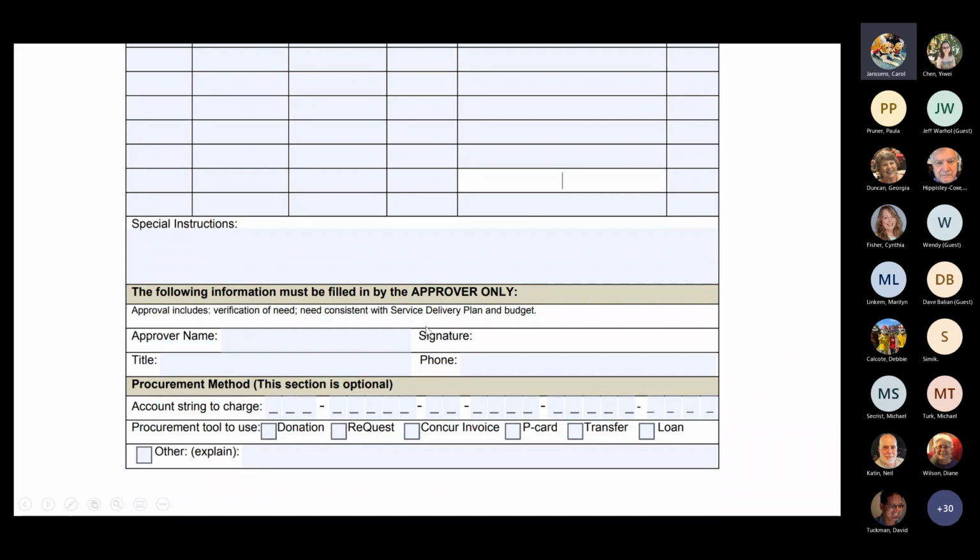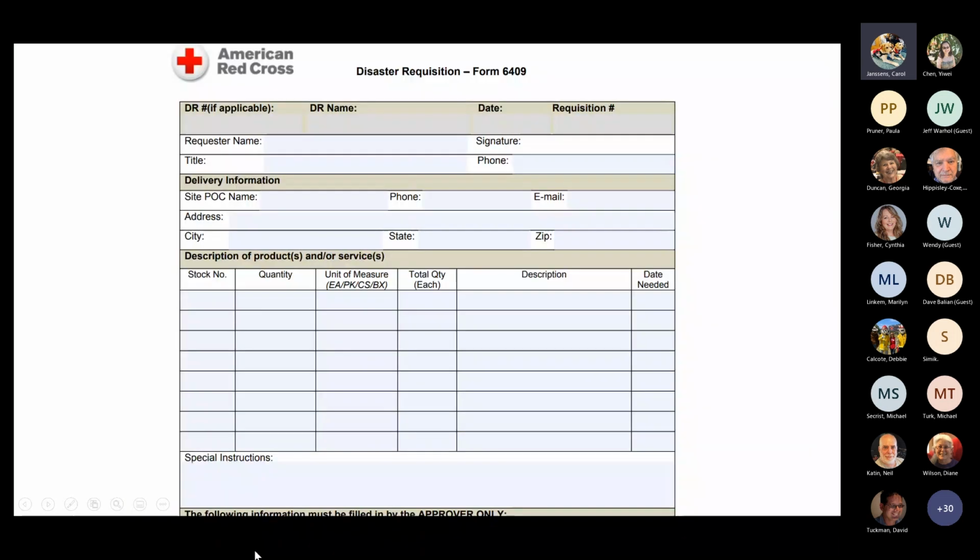I'm going to go back up here a minute. When you're doing the quantity, this is where people get messed up. The quantity is how many you need. So if you're going to buy something by the case, it's going to be 1 case. And then in here, it's going to be a case of 12, so the total items would be 12. You want to make sure you give enough information that logistics knows what you want.